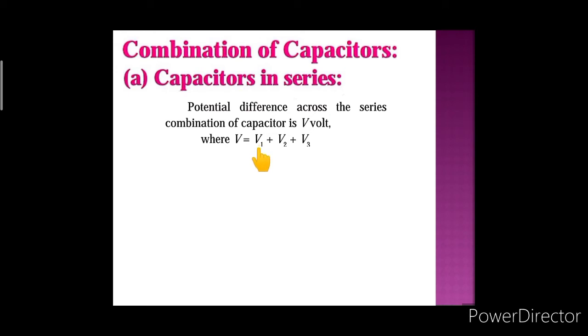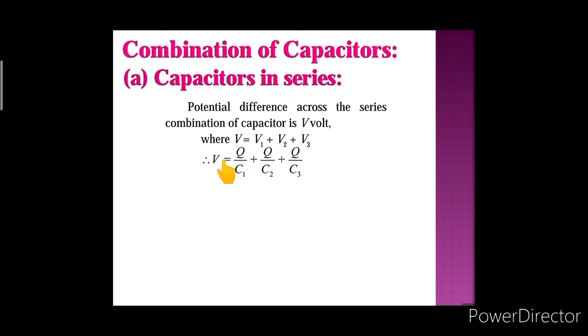So the charge on the first capacitor is Q and the capacitance is C1. So we can write V1 as Q upon C1. For the second capacitor, the potential difference is V2 and the capacitance is C2. The charge is same, that is Q. So V2 is to be written as Q upon C2. Similarly, for the third capacitor, the capacitance is C3 and the potential difference is V3, and hence V3 is to be written as Q upon C3.